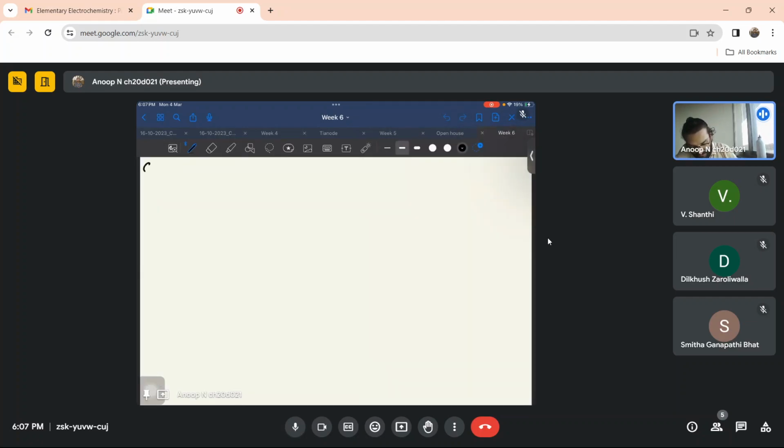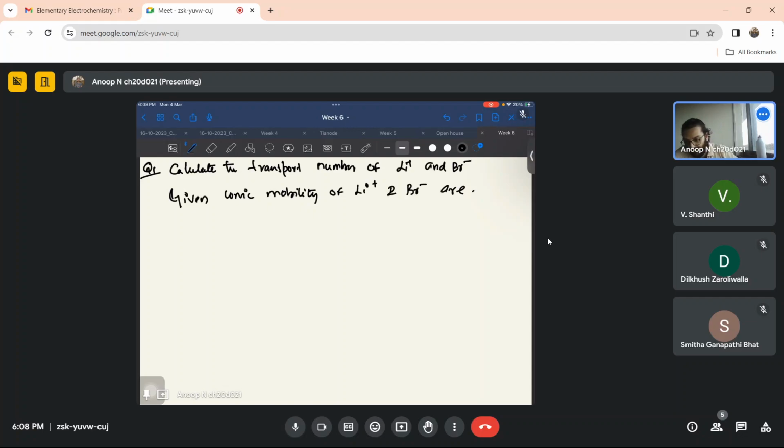Yeah. So question one was: calculate the transport number of Li plus and Br minus when current flows through an infinitely dilute solution at 25 degrees. The ionic mobilities of Li plus and Br minus are given as 4.01 into 10 raised to minus 8 and 6.04 into 10 raised to minus 8 meter squared per volt per second.